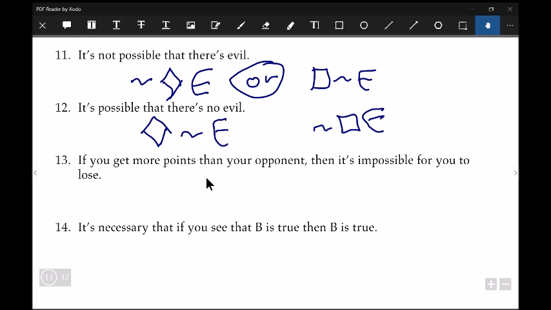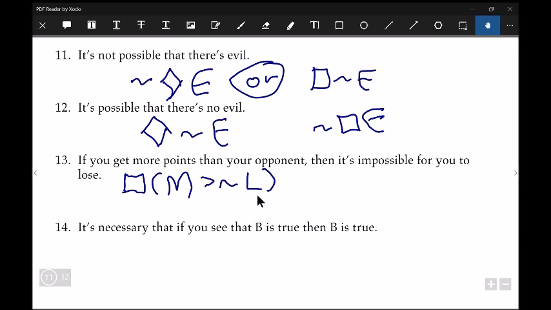Now, this one's a little tricky. If you get more points than your opponent, then it's impossible for you to lose. Now, this could be box inside, outside. It's necessary that if you get more points, then you don't lose. This is the form that makes more sense. What's necessary is the connection between the parts. It's necessary that if you get more points, then you don't lose.